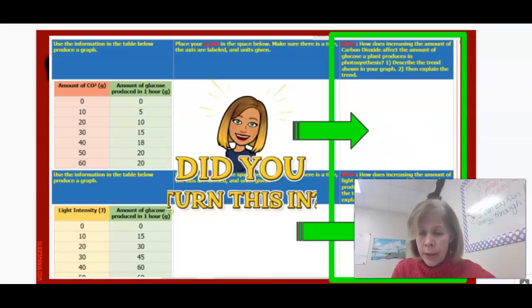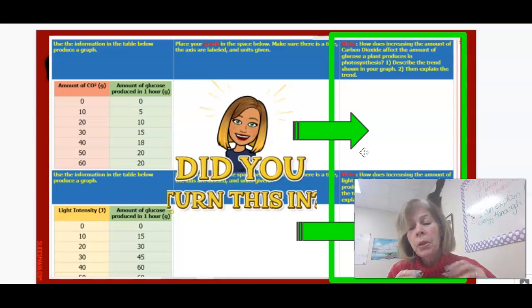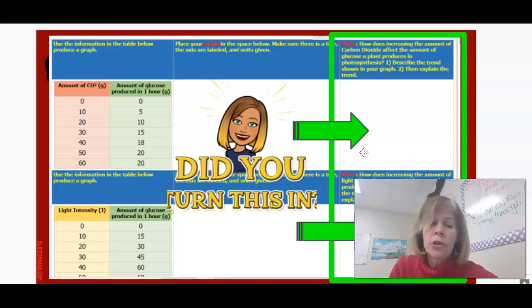And then yesterday, Tuesday, you had to write about how increasing the amount of light affected the amount of glucose produced, which was yesterday's submission to Canvas. So did you get it in? Your page in your notebook should not look like this and be blank. You should have 2 graphs here, and you should have at least 2 sentences in each box. And then you had 2 questions where you applied the information below, and that is in the lab and investigation section.